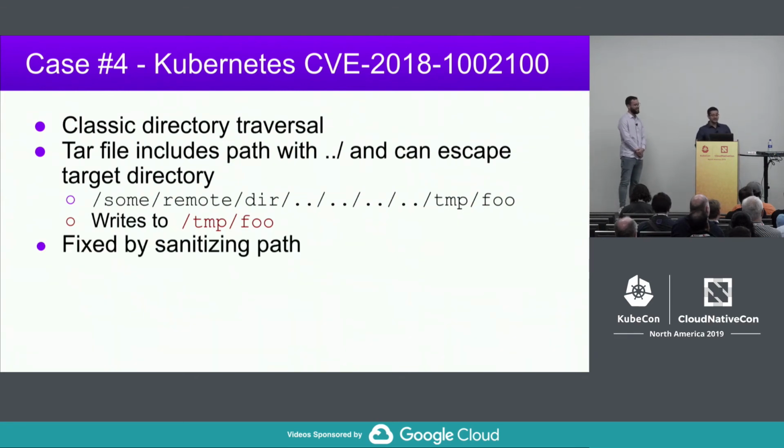This was fixed by sanitizing the path, sanitizing the file names from inside the tar. So anytime kubectl would see .. it would simply eliminate it. And this vulnerability would not be able to be exploited again. But as you can imagine, this fix was pretty specific.